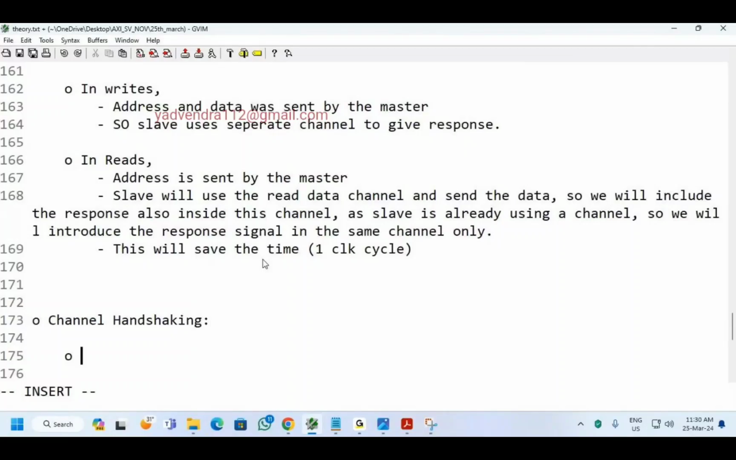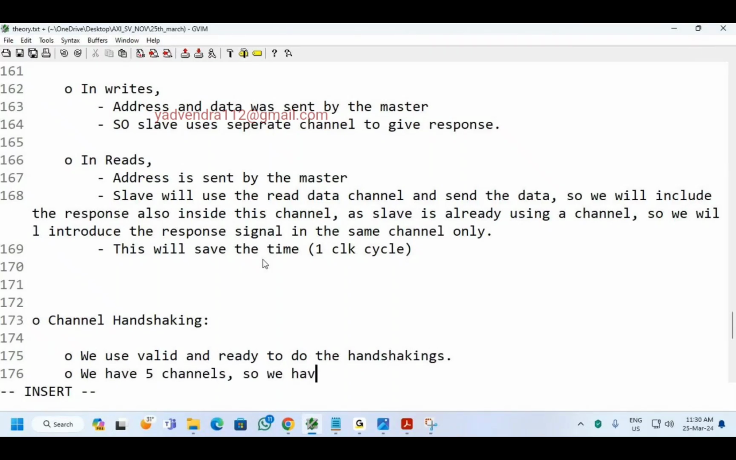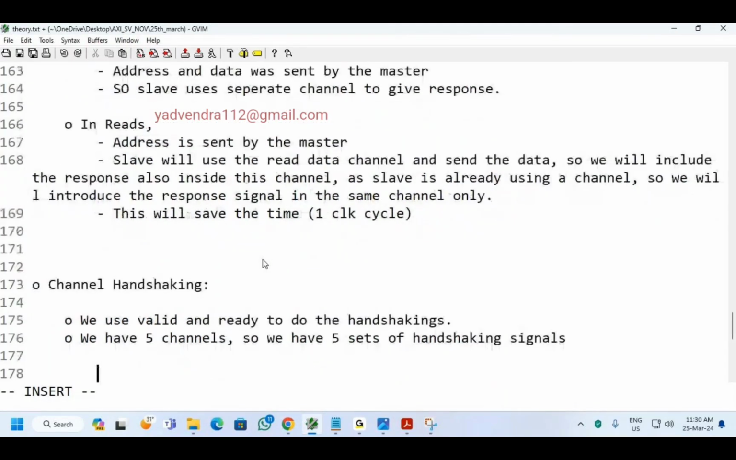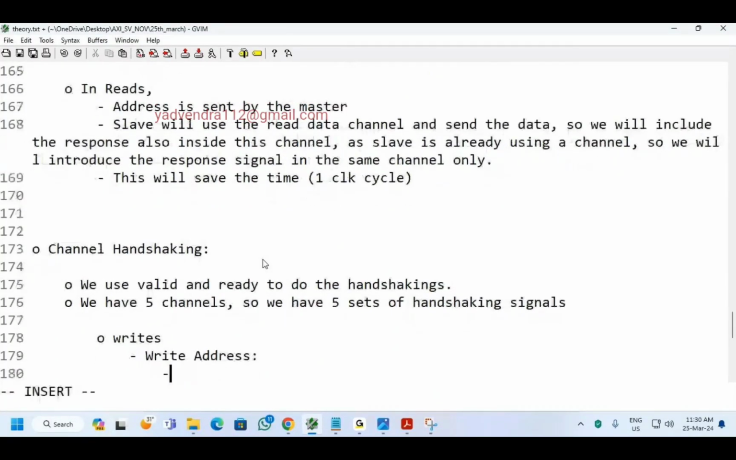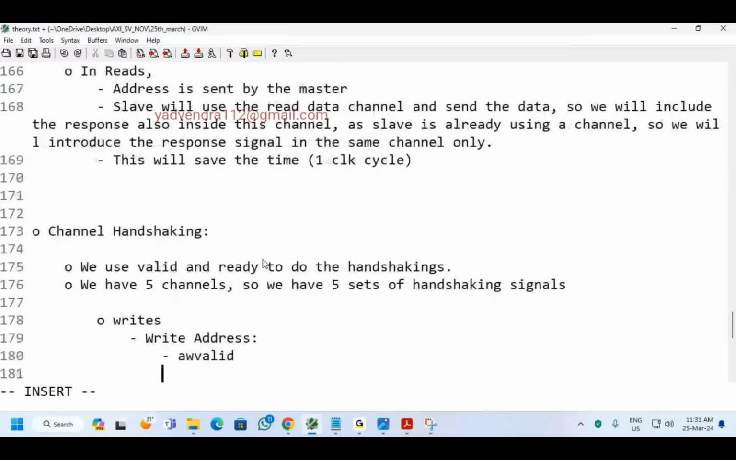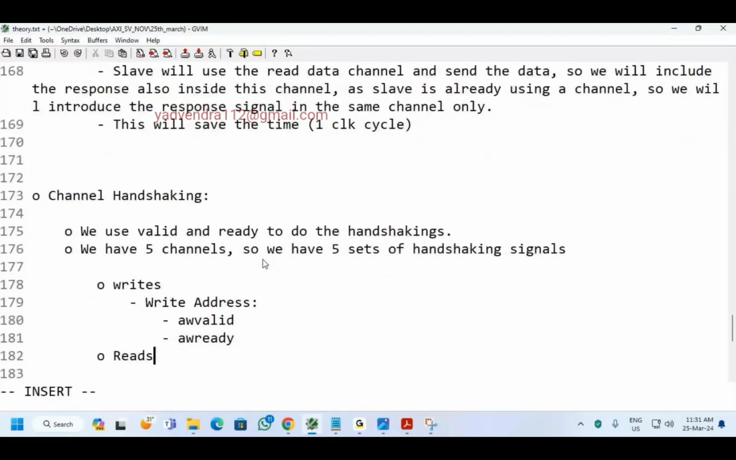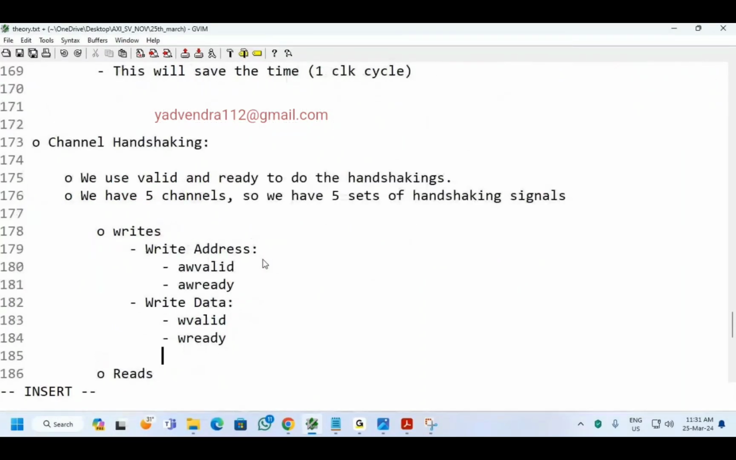So we use valid and ready to do the handshakings. We have 5 channels, so we have 5 sets of handshakings. Write address: inside that we use AW valid. Next, write data: W valid, W ready. Next, write response.